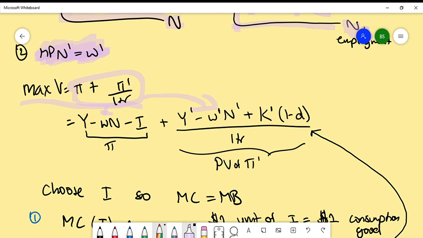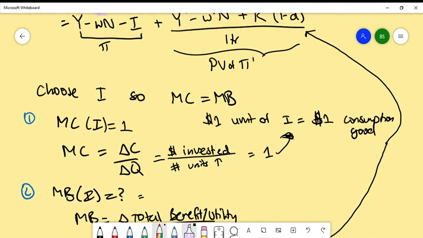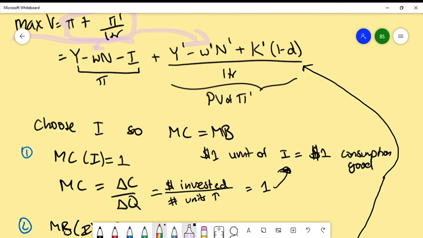And so we want, hold on. So the thing is, there are a lot of things here. What was the thing that we literally just did? MPN equals wage is the point at which profit is maximized. But we also have this little investment here. We don't really know what to do with it.